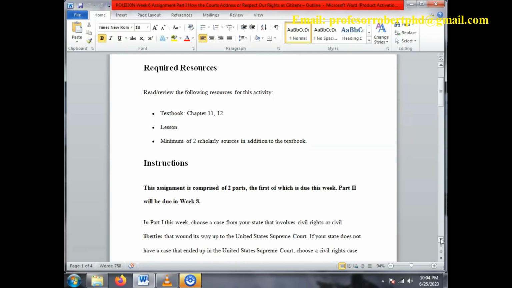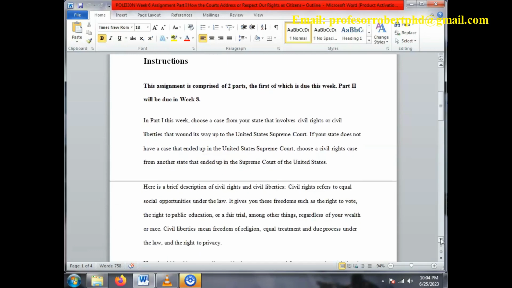Instructions. This assignment is comprised of 2 parts, the first of which is due this week. Part 2 will be due in week 8. In Part I this week, choose a case from your state that involves civil rights or civil liberties that wound its way up to the United States Supreme Court. If your state does not have a case that ended up in the United States Supreme Court, choose a civil rights case from another state that ended up in the Supreme Court of the United States.